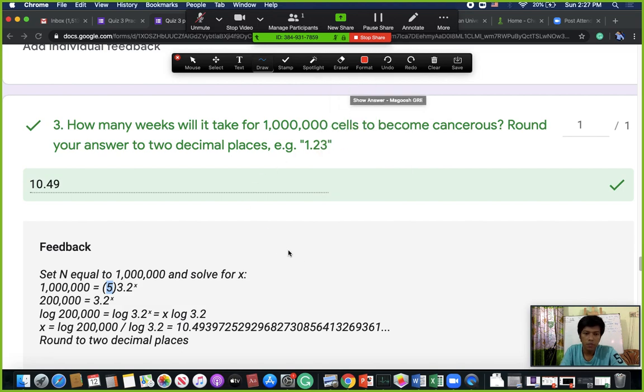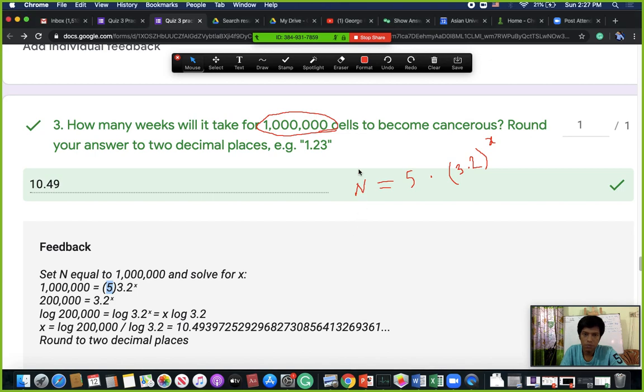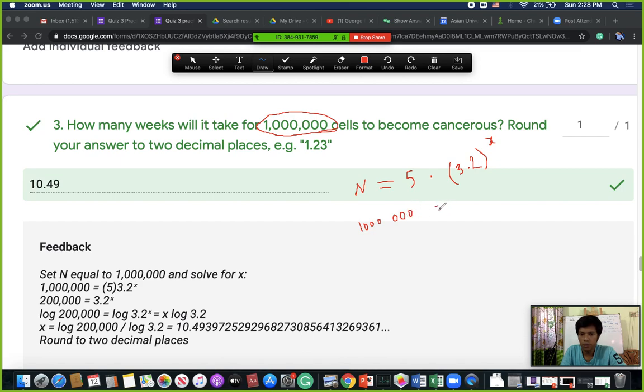Let's take it. So now we have, okay, let me write the whole math. So our function was n equal to 5 into 3.2 to the power x. Now we have to find out x, and this is the value of n. So n equal to 1,000,000, this is the value of n.